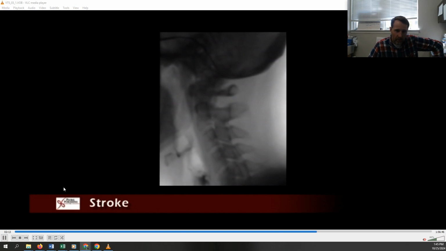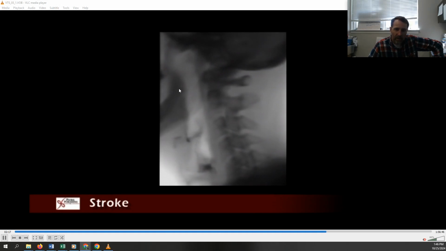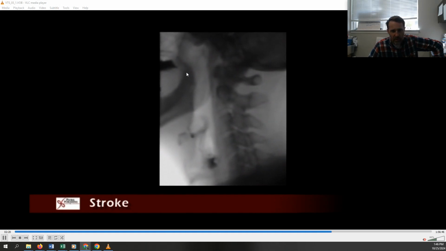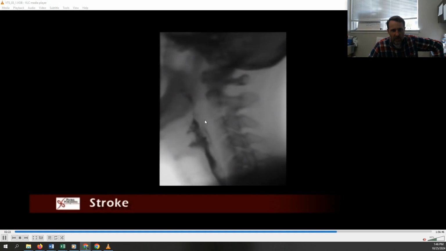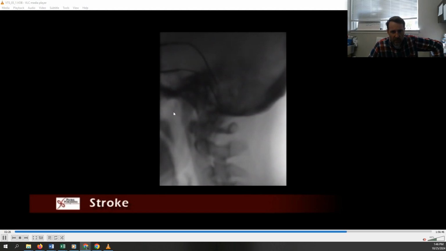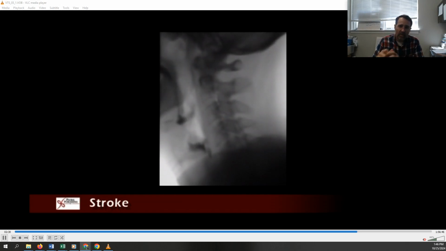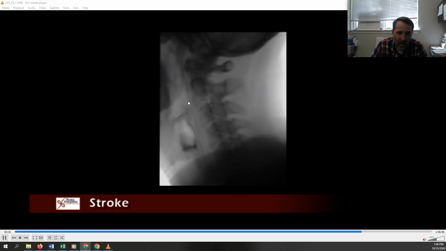Okay, here I got it queued back up. So we're looking at the increased pharyngeal constriction. So you're going to see the posterior. So the tongue base, this area right here, is going to close and squeeze a good bit.